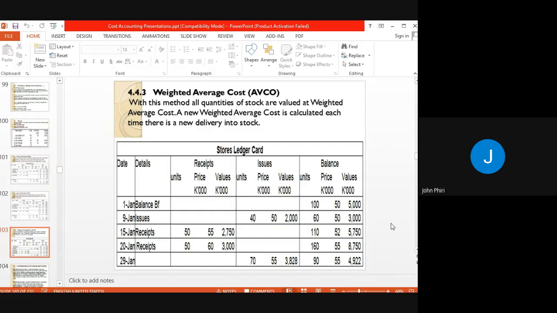So we have received that quantity. Let's see on the 20th. We are again receiving. We are receiving now 50. So this 50 we should add to 110. We end up with 160.